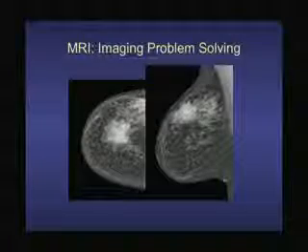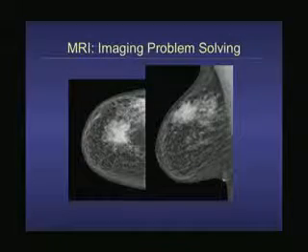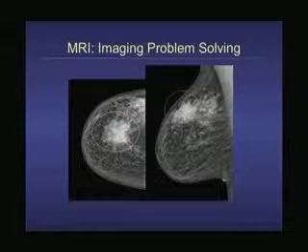More problem solving. This woman had a mammogram. She had a strong family history of breast cancer, both her mother and sister. On the outside, she had a biopsy of this dense area. It's looking white, it looks irregular, and it came back benign. I was like, ooh, I don't know if I believe that. It looks pretty bad.